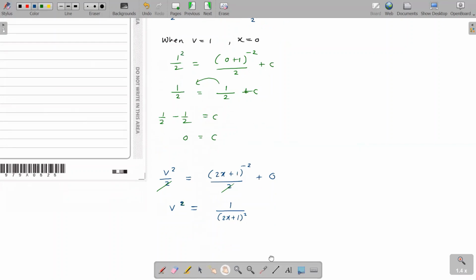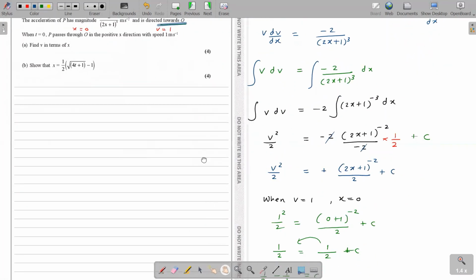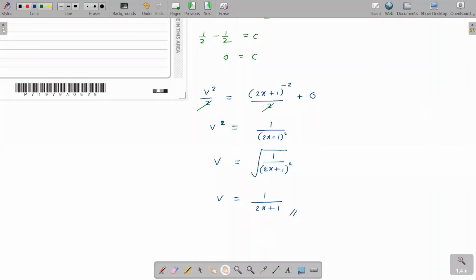So basically when you make v the subject, what do we get? v equals square root. So v equals 1 over (2x + 1), and this is your final answer. Is this okay? Yeah, so this is 1 over (2x + 1) squared. So that's why when you root it, the square root of 1 is 1, and (2x + 1) squared is directly 2x + 1.